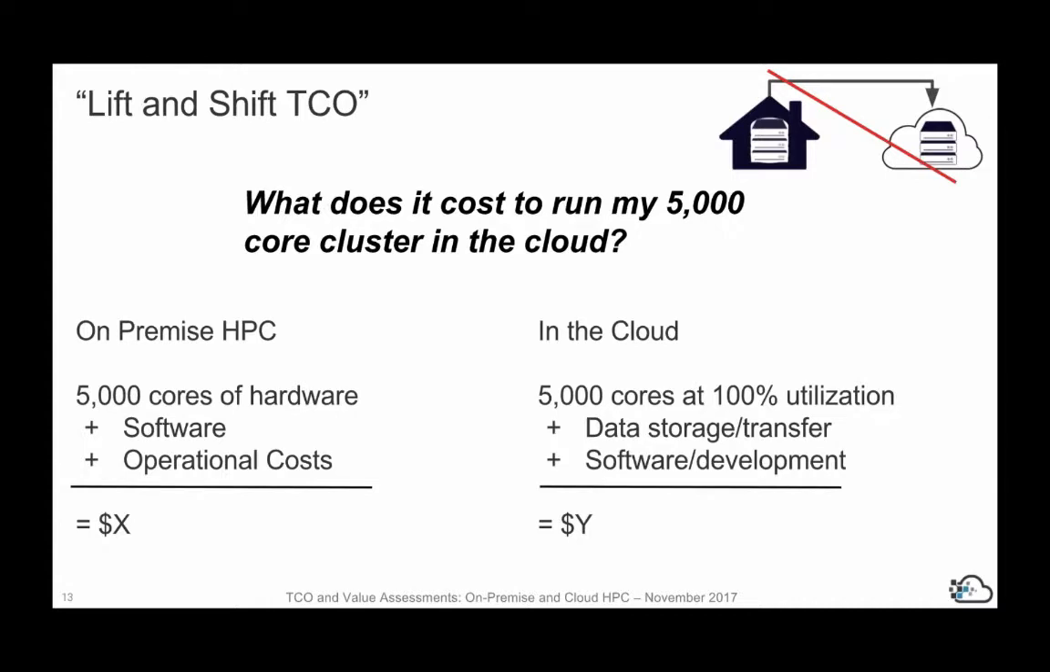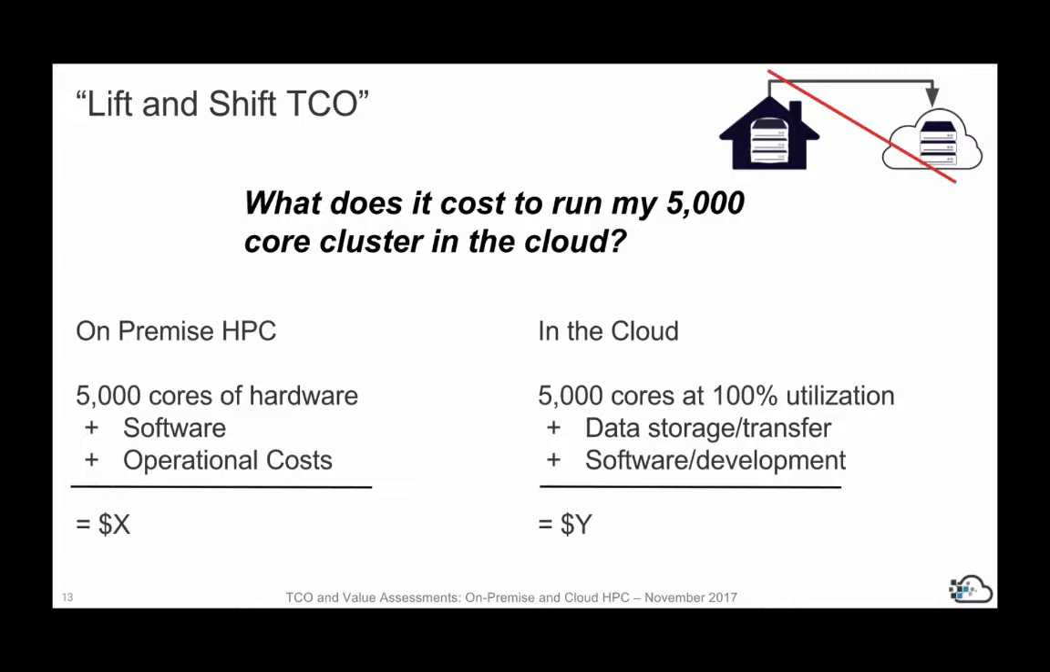We commonly refer to this type of TCO approach as the lift and shift TCO. As described previously, it looks like this. I have 5,000 cores of compute. How much does it cost to run that in the cloud? And to that end, the cost comparison seems simple. On the left, I will take the cost of 5,000 cores of my on-premise hardware, I'll add in my software costs, and I'll add in operational costs. Then I'll ensure that's matched up with my 3 or 5 year depreciation schedule, and I'll get an overall cost X. Then I'll go to my accessible cloud computing contact and I'll ask them for the following information.